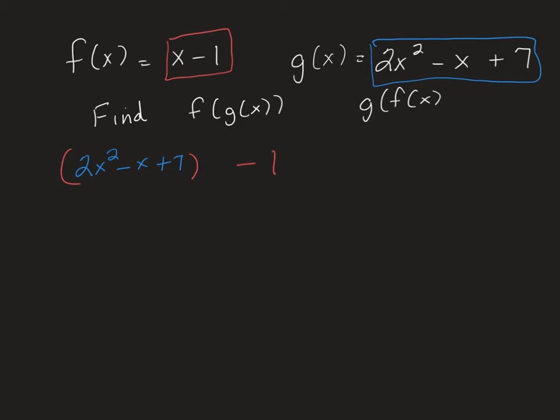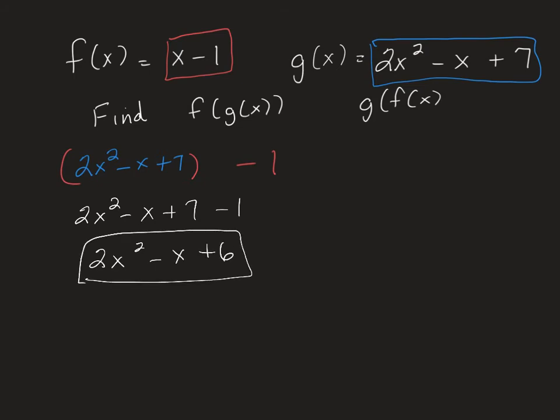So for this one here, there's no distributing really. So this is 2x squared minus x plus 7 minus 1. I need to combine my like terms. 2x squared minus x plus 6. And that would be your answer. Okay, so that one seemed pretty simple and straightforward.